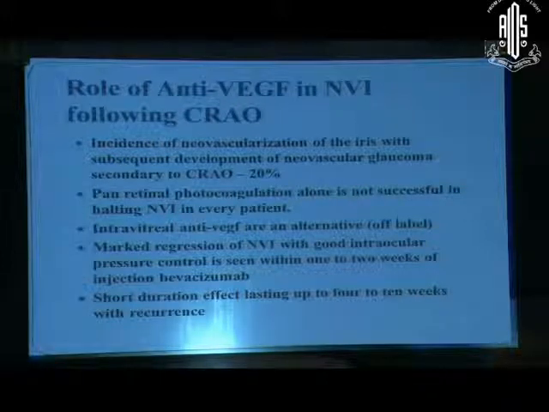In cases of NVI, where you have a central retinal arterial occlusion, sometimes neovascularization of the iris may occur, and there also the anti-VEGF therapy has a role. So besides the CRVO and the BRVO, even in cases of central retinal artery occlusion, one may try this kind of therapy when you have a neovascularization of the iris, and then subsequently one can follow up with a pan-retinal photocoagulation, and one has seen that there is a marked regression of the NVI, and there is a good intraocular pressure control.